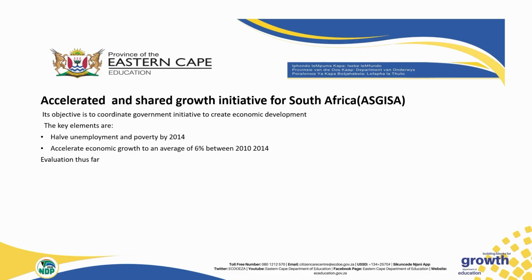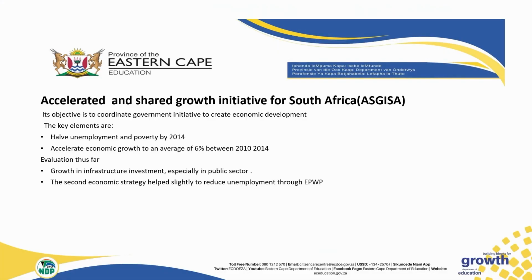Then what is the evaluation so far? The evaluation for this program so far: growth and infrastructure investment, especially in the public sector. So in this program, the good outcome is that there's investment in infrastructure. What it means is roads, schools are built, hospitals are built, anything that is to do with infrastructure. There is that investment, which is a good outcome.